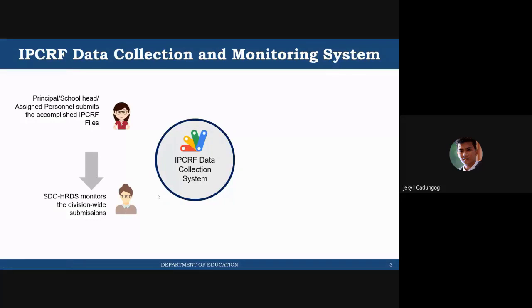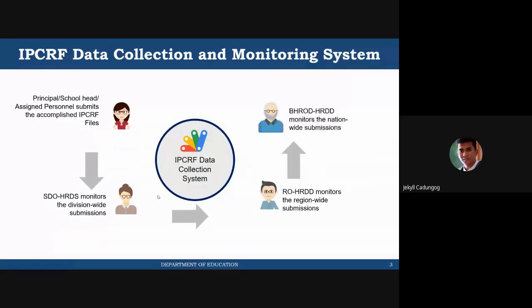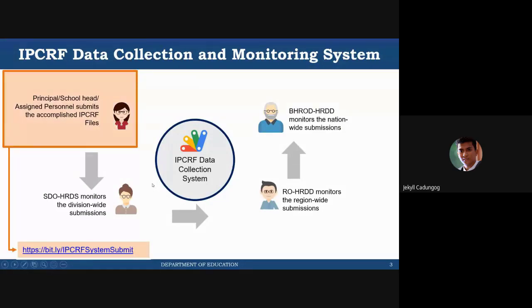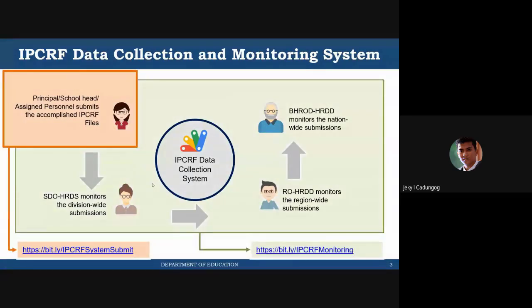our SDO HRDs can monitor the division-wide submissions, the RO HRDD monitors the region-wide submissions, and the BHROD HRDD can monitor the nationwide submissions. So we have separate links for the submission and for the monitoring. If you notice, the links are separate so that it is easier, without much hassle. Just type the URL and there you go.